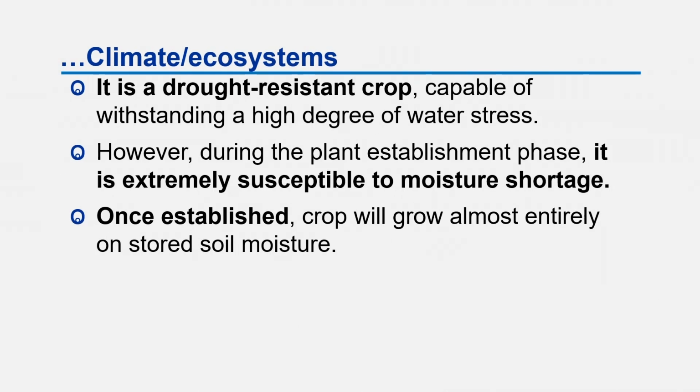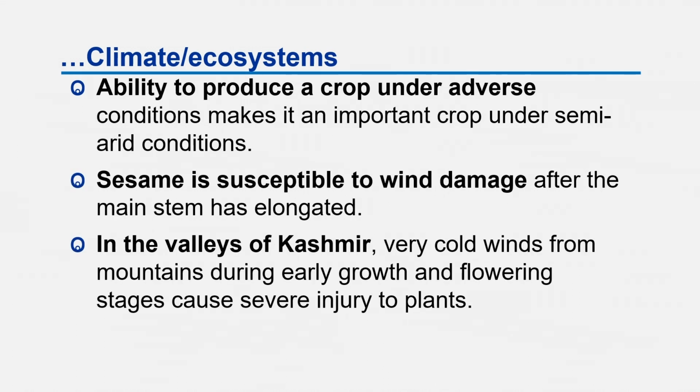It is a drought resistant crop capable of withstanding a high degree of water stress. However, during the plant establishment phase, it is extremely susceptible to moisture shortage. Once established, the crop will grow almost entirely on stored soil moisture. The ability to produce a crop under diverse conditions makes it an important crop under semi-arid conditions. Sesame is susceptible to wind damage after the main stem has elongated. So, this may be a serious issue.